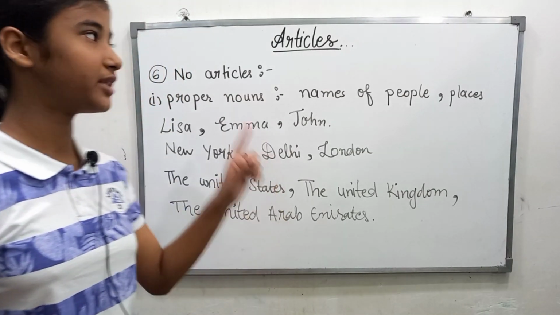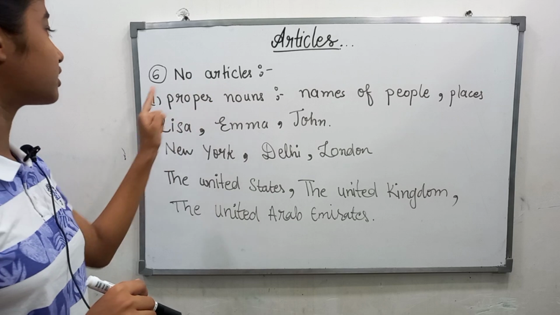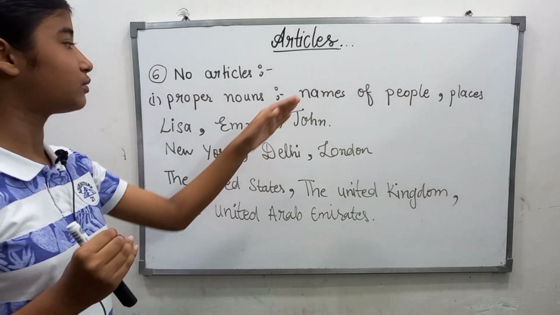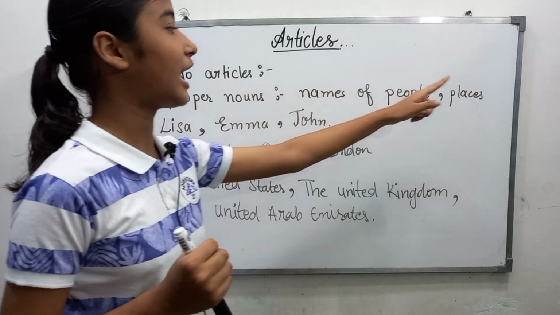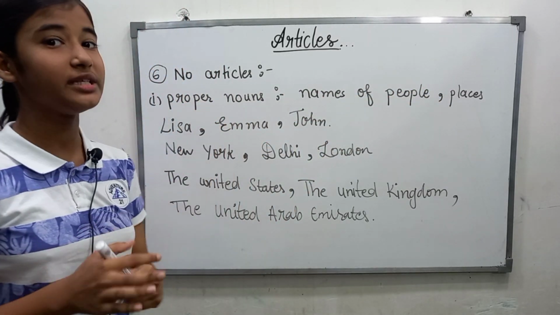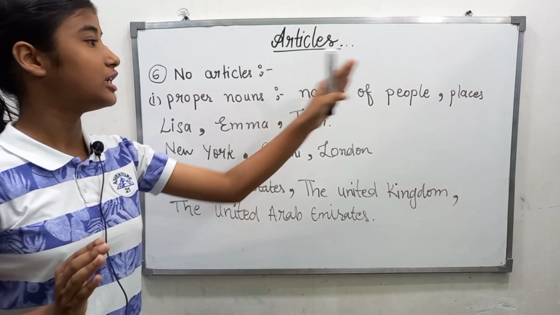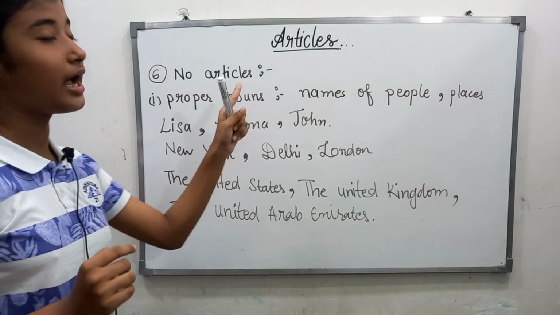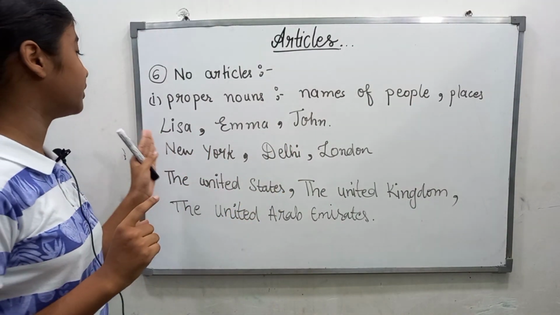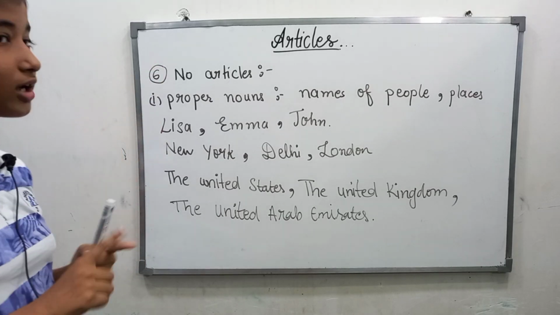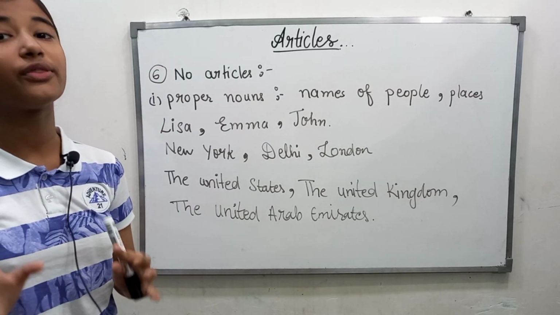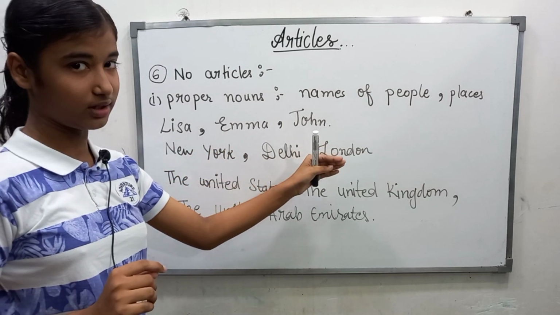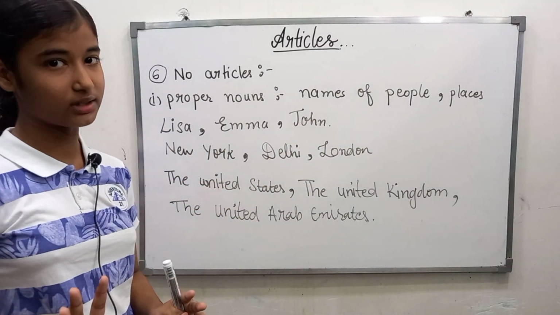Now guys, coming up to the next rule, no articles with proper nouns. Like, what are proper nouns? Proper nouns are the names of people and places. Proper nouns mean a specific name or a specific name of places, like Lisa, Emma, and John. Then you're not going to use any type of article. Like, you cannot say "a Lisa", "an Lisa", or "the Lisa". Here, New York, Delhi, and London. No need to use any type of article.